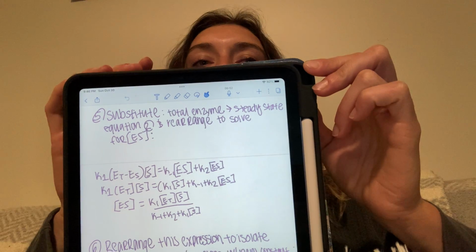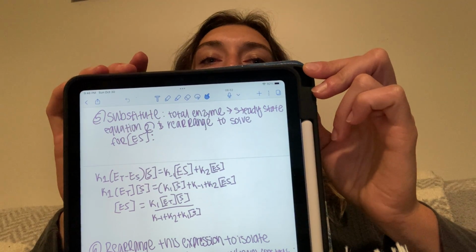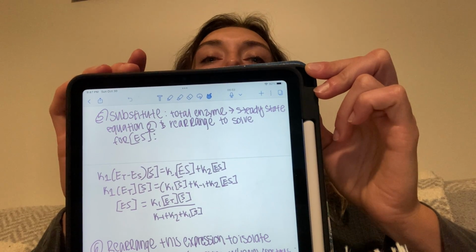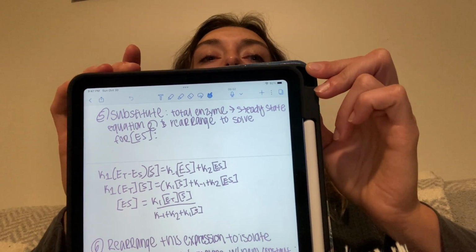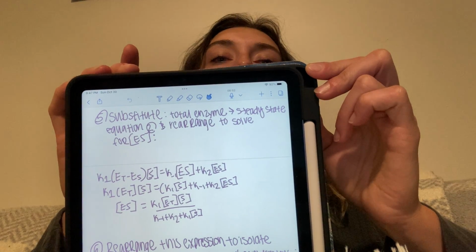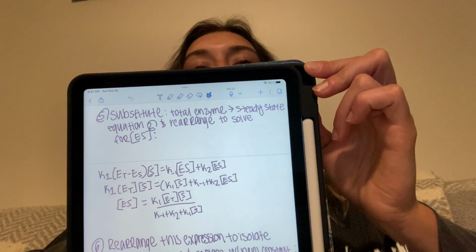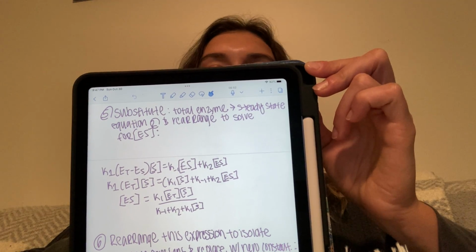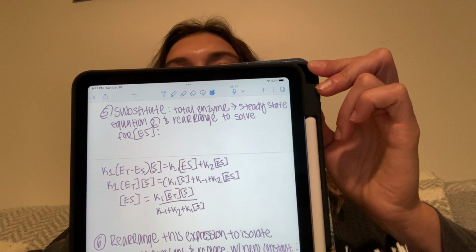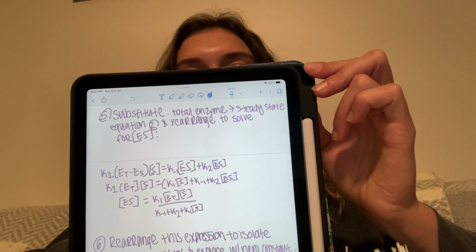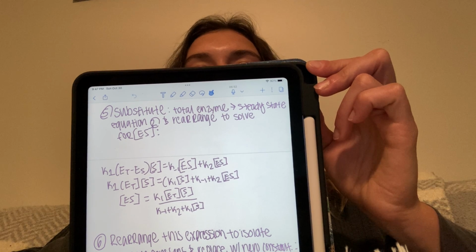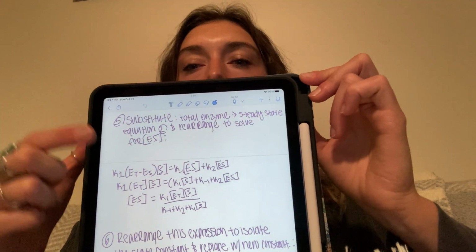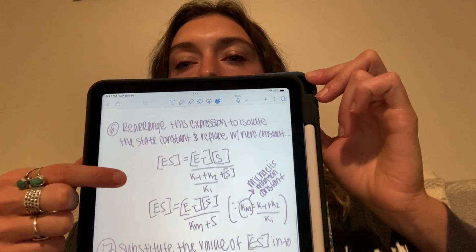That equation is going to be k1 multiplied by ET minus ES multiplied by S equals k-1 multiplied by ES plus k2 multiplied by ES. Then that equation is going to be simplified to k1 multiplied by ET multiplied by S equals k1 multiplied by S plus k-1 plus k2, multiplied by ES. And that is going to be simplified down into ES equals k1 multiplied by ET multiplied by S divided by k-1 plus k2 plus k1 multiplied by S. So now we're going on to step 6.